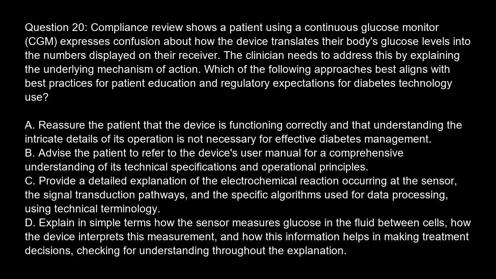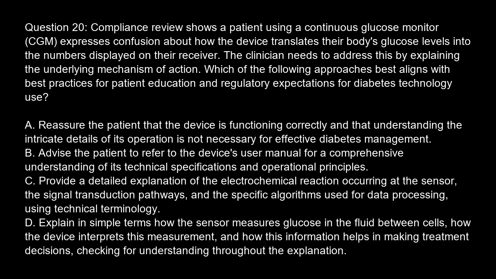Question 20. Compliance review shows a patient using a continuous glucose monitor, CGM, expresses confusion about how the device translates their body's glucose levels into the numbers displayed on their receiver. The clinician needs to address this by explaining the underlying mechanism of action. Which of the following approaches best aligns with best practices for patient education and regulatory expectations for diabetes technology use?